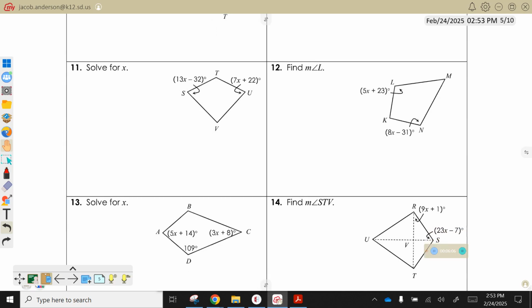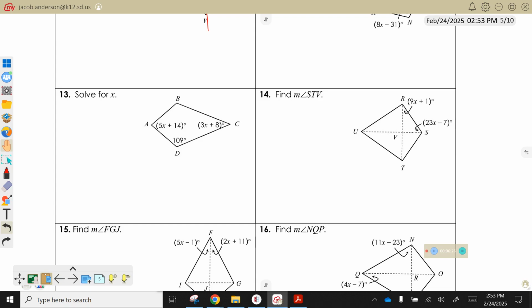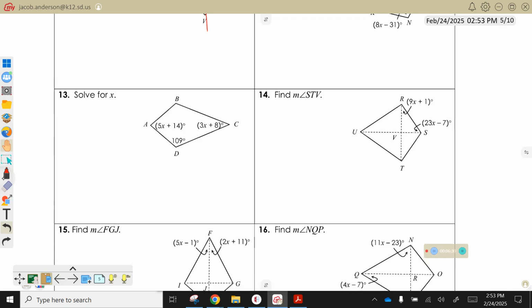This one I'm not going to talk about too much either, but it looks like this would be congruent or equal to that. So you just set them equal to each other because they are congruent to each other, because it's symmetrical right down the middle here. And then same thing for the next one, and number 13 is a little bit different. So if that's 109, this would be 109 up here. And it looks like you'd have to add those together and set them equal to 360 since it's a 4-sided shape.